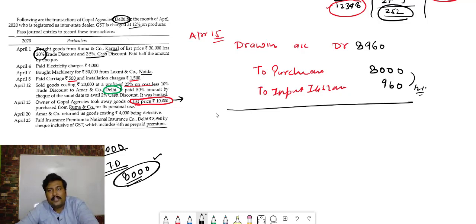Why do we charge input IGST only? On the time of purchase, IGST is charged. On the time of returning, on the time of decrease of the goods without sales, then IGST will be chargeable.